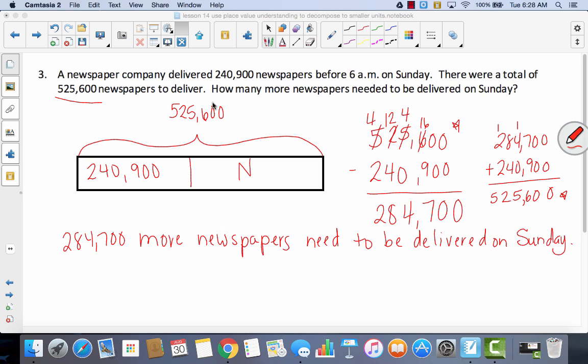I know that your problem set has 2 more problems, and if you have time and you'd like to go ahead and try to work 4 and 5 by yourself and you'd like for me to check them, please do so and bring them to me and I'll be glad to check them. Otherwise, we're going to stop here and we're going to work on our exit ticket.